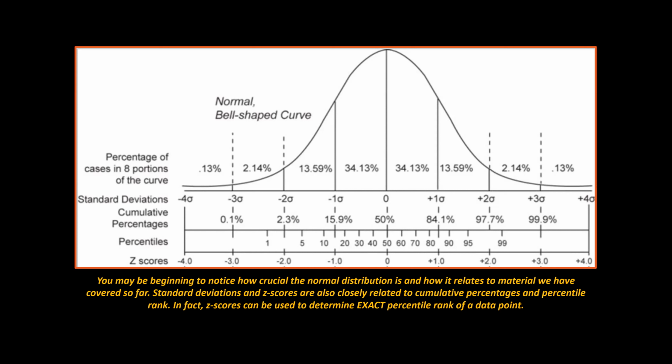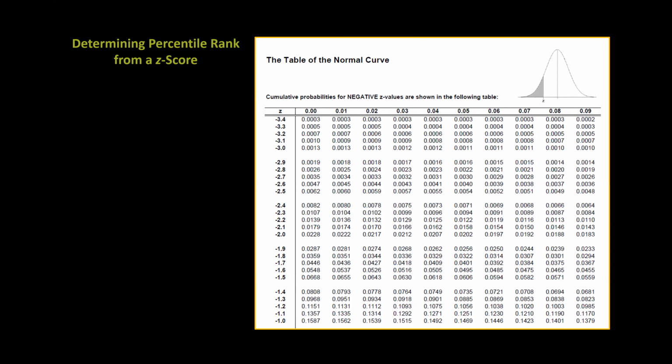So z-scores are particularly useful because you get a very exact percentile ranking. In our first module, when we learned how to calculate percentile rankings, those were approximate percentile rankings. Z-scores let us get very, very specific. And this is how we see z-scores in the real world. So let's figure out how to determine percentile ranking from a z-score.